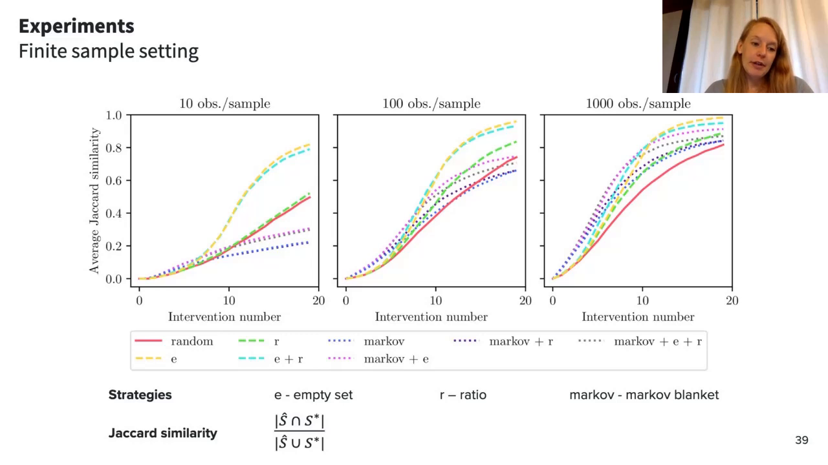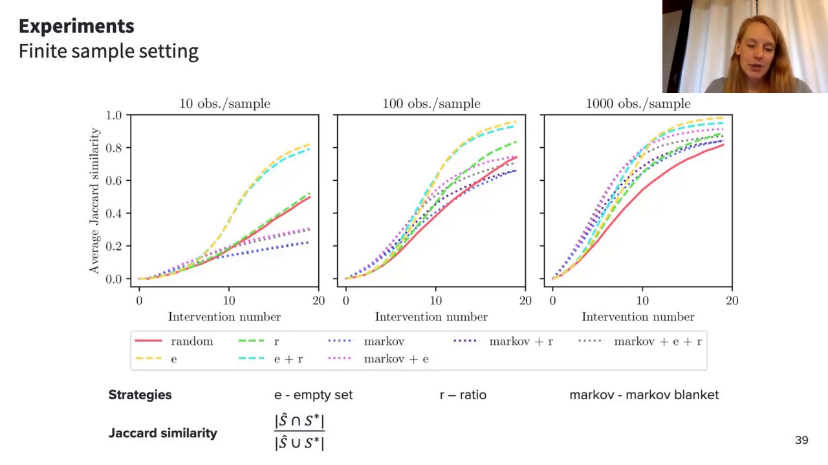And then finally, for the ratio strategy, when we falsely reject stable sets and wrongly accept unstable sets, that would also bias this estimate we compute for the stability ratio. And then also, for some parents, we might get a wrong estimate of the stability ratio and then not intervene on these parents.